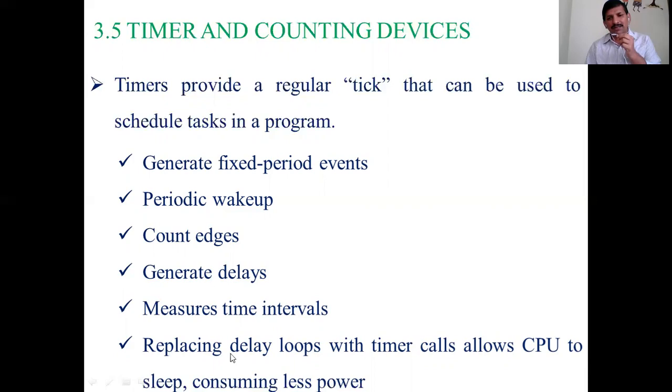Next, replacing the delay loops with timer calls allows the CPU to sleep and consume less power. That means we are using timers. We are putting an alarm at morning 6 o'clock when we need to wake up, or morning 5 o'clock, or at a particular time we want to wake up. Instead of checking the time every time, we are simply putting the alarm. When our time is completed, it will ring that alarm.